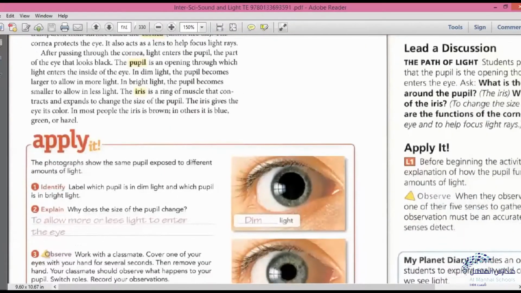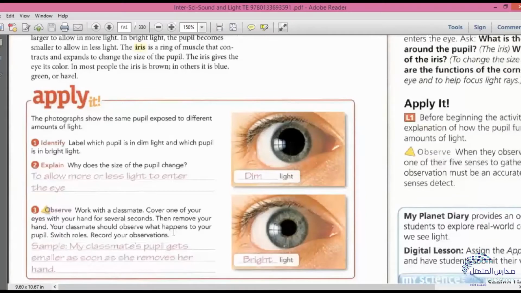So the question about this page that we have studied online is question number one: why does the size of the pupil change? We said the pupil of the eye is within the cornea that protects the eye. The cornea contains a hole surrounded by a colored part. The colored part is the iris, and the iris is a muscle.